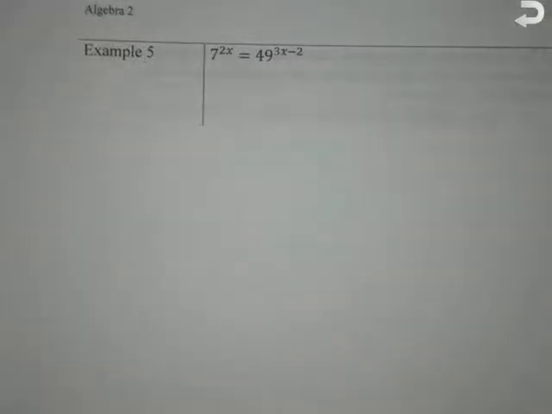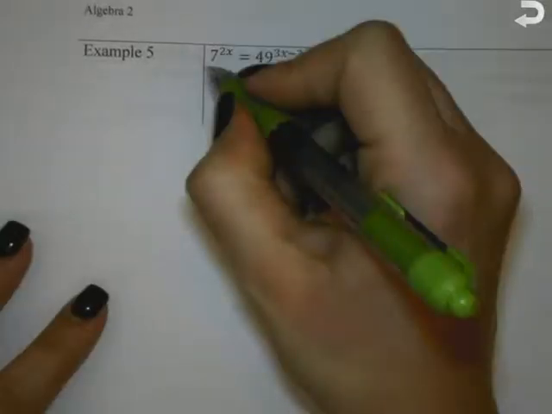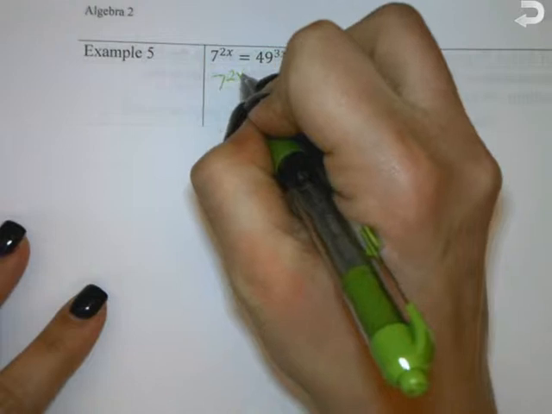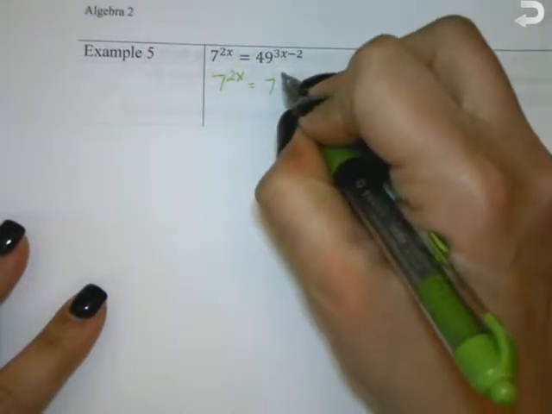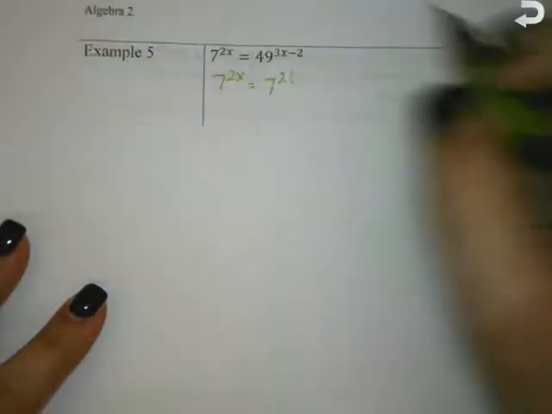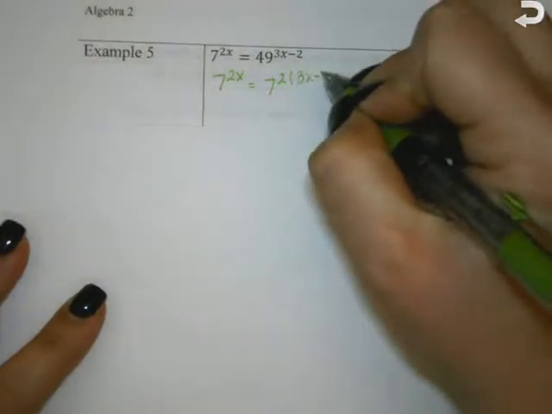Example 5. 7 to the 2x equals 49 to the 3x minus 2. Guys, what would my common base be? 7. So this one doesn't change. 49 is the same as 7 to the second. So that's going to be 2 times 3x minus 2, right? Finish it.